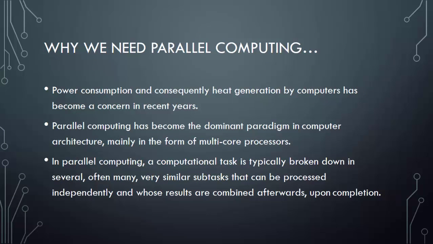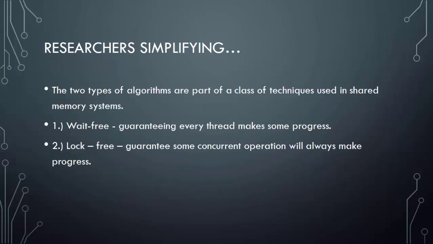So why do we need parallel computing? Power consumption and consequently heat generation by computers has become a concern in recent years. Parallel computing has become the dominant paradigm in computer architecture, mainly in the form of multi-core processors. In parallel computing, a computational task is typically broken down into several, often many, very similar subtasks that can be processed independently and whose results are combined afterward upon completion.